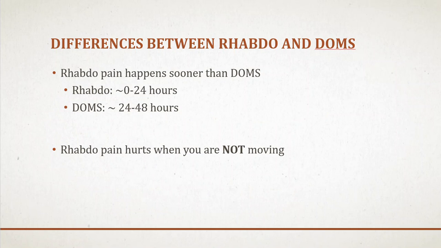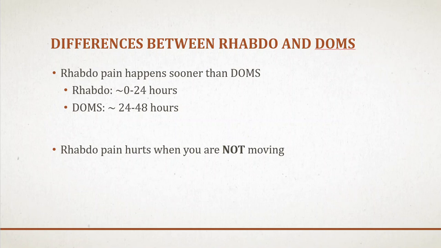When we talk about rhabdo, the pain that you feel happens sooner than it does with delayed muscle soreness. And I've shown you here, rhabdo pain can begin almost immediately after you stop the activity, and some people report it occurring up to even a day or so later. Delayed muscle soreness occurs usually 24 to 48 hours, 1 to 2 days after exercise. So the time course is not always the same. Rhabdo happens quicker. The pain happens quicker usually than delayed muscle soreness.